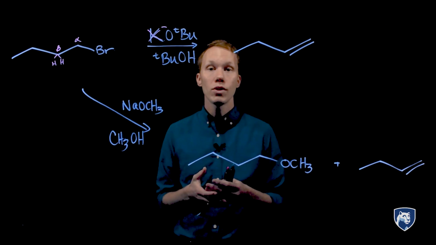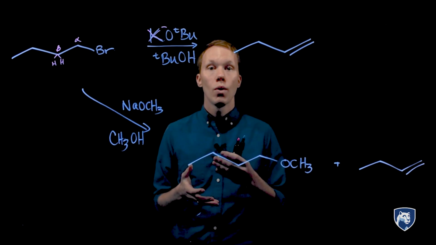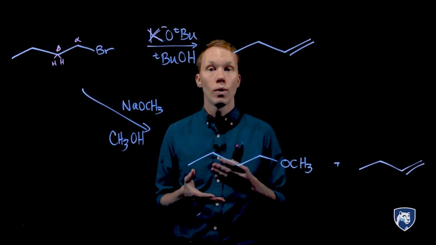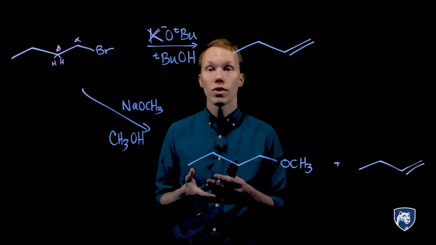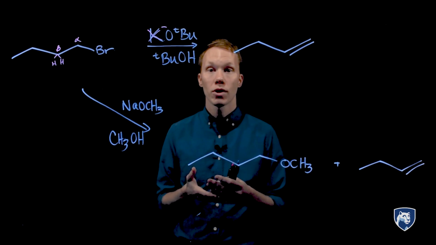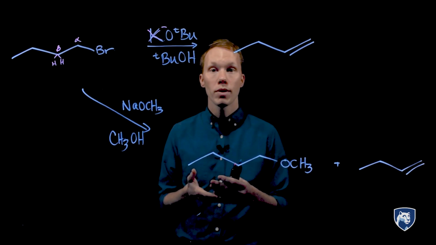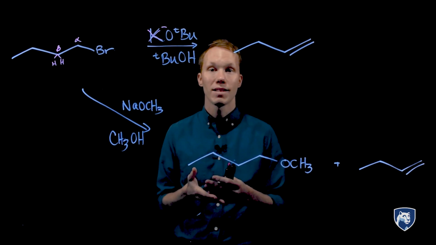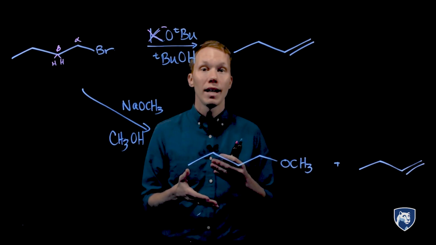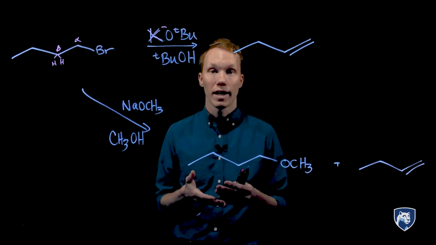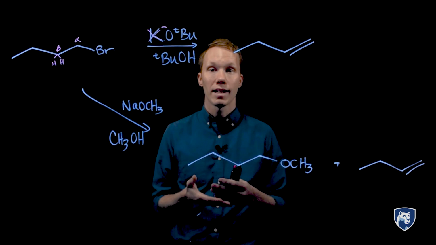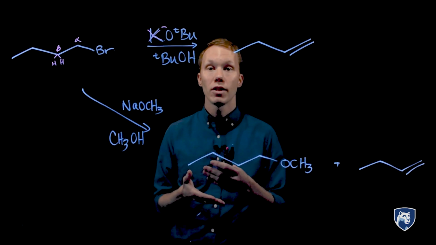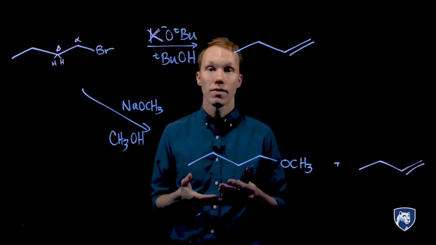Overall, the E2 reaction is regioselective. We form the more substituted alkene when we use small bases such as hydroxide, methoxide, or ethoxide. When we switch to a bulky base, such as tertiary butoxide, we can then produce the less substituted alkene as the major product. The E2 reaction is also stereoselective. Stereoselective means that one stereoisomer is produced in excess of the others. Quite often, the trans stereoisomer is produced in excess of cis.